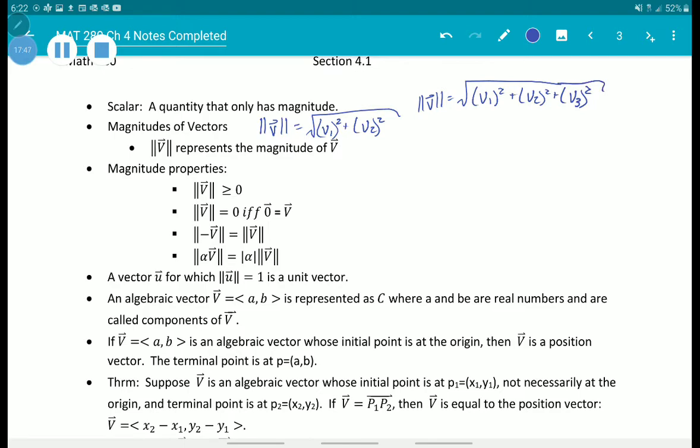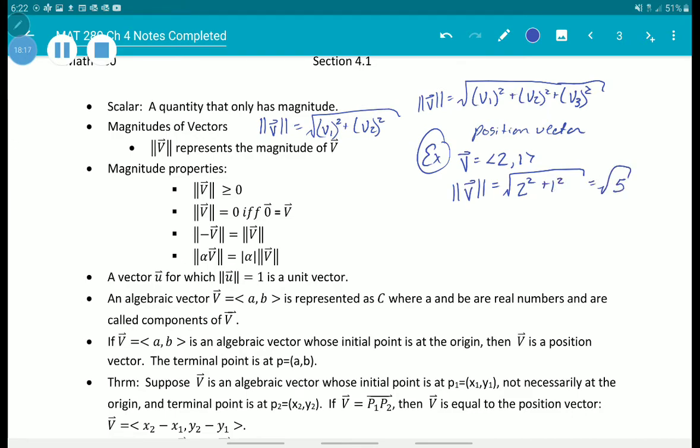And all of this is built around the idea of that position vector, which means that it's starting at the origin. So for example, if I have a vector, let's go 2 dimensions, 2, 1, and I need to know the magnitude. The magnitude would be the square root of 2 squared plus 1 squared, which would be the square root of 5. So that's how long that vector is. Here's my vector. That's how long it is from the origin to the point 2, 1. It's square root of 5 units.